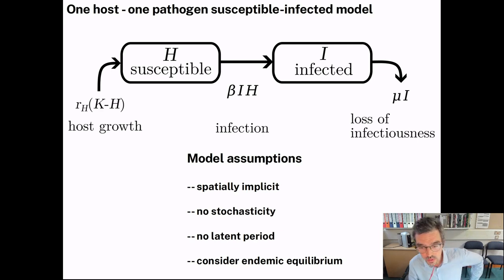Now, we also consider endemic equilibrium. It is not an inherent assumption of the model, but we do this just for simplicity. So essentially, after an initial dynamic phase, the two state variables H and I reach a sort of stable equilibrium state. And so the assumption is that this state, the endemic equilibrium, is reached before the end of the growing season, or at least approached before the end of the growing season.